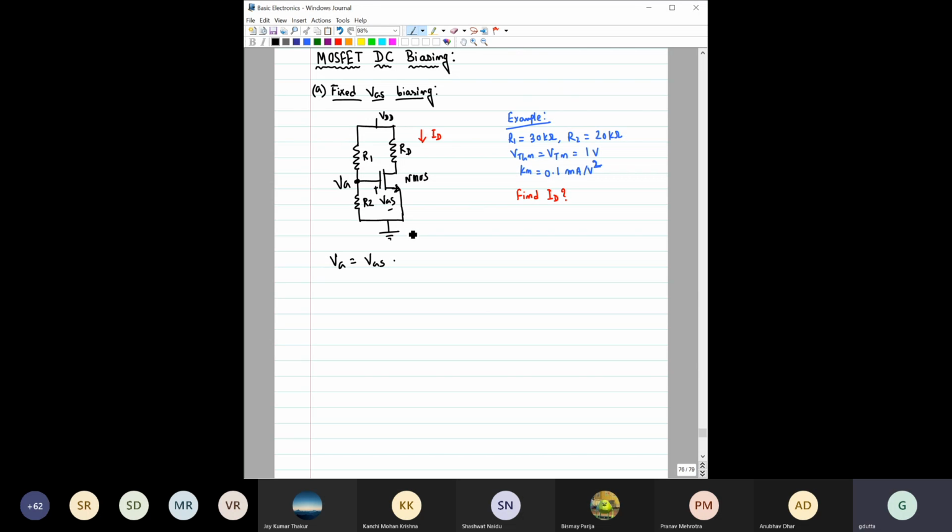Let us say for this particular circuit, these values are given: R1 equal to 30 kilo ohm, R2 equal to 20 kilo ohm, and this VTN, sometimes also written as VTHN, where TH stands for threshold. This notation is also sometimes used. This is equal to 1 volt, and the Kn value is given. You have to find the value of ID. Can you please find it out quickly? Or tell me how to approach. Guys, quickly, what should be the first step?